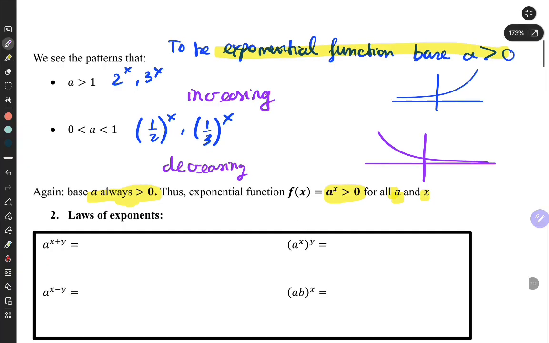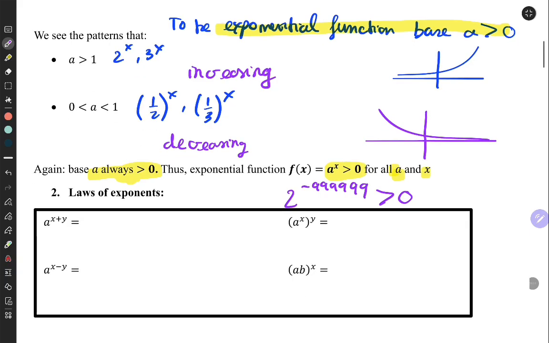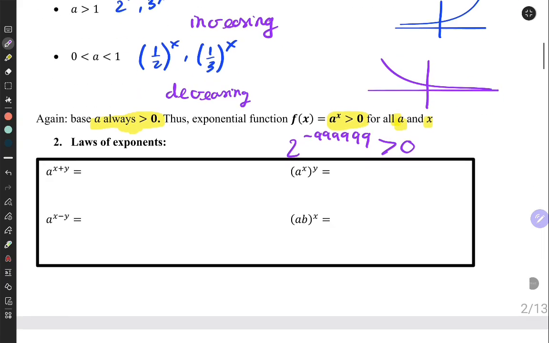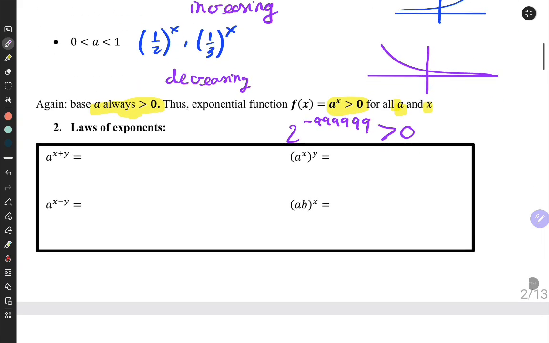2 to the power negative 9994 or maybe 6 nines, I don't care, I guarantee that is going to be a positive number. Okay, so enough theory, enough dissecting the exponential. Let's do some math.